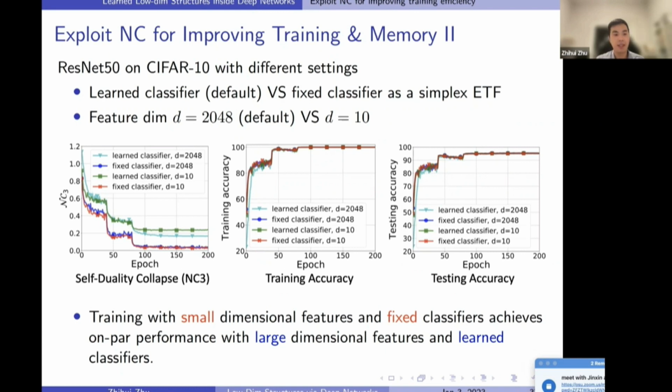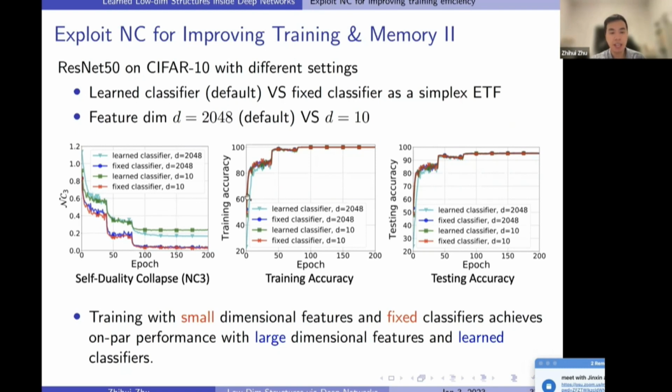What we can observe is that from the blue curves and the red curves, which correspond to the fixed classifiers, we have perfect neural collapse, which is not surprising because we already fixed them as a simplex ETF. What's interesting is the middle curves and the right plot, which are the learning curves in terms of the training accuracy and the testing accuracy.